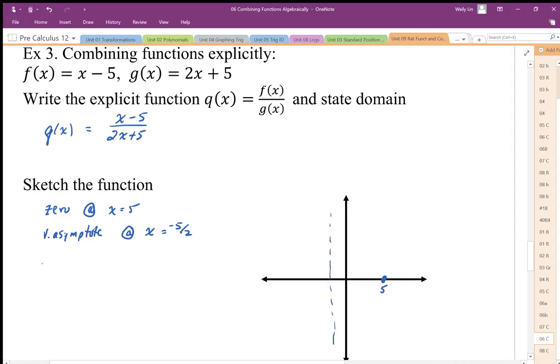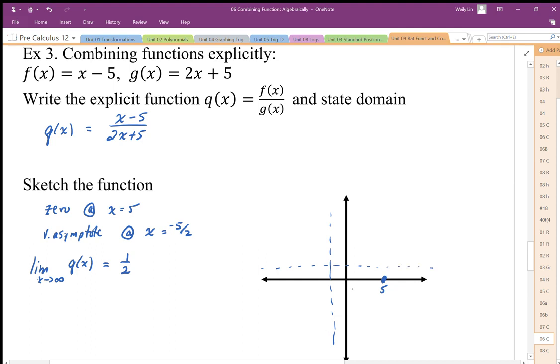I also know that it has a horizontal asymptote because if I take the limit as x goes to infinity, well, we know that the numerator and denominator have the same power or same degree. So the horizontal asymptote is just a ratio of the highest power x's. So it's going to be at 1/2. So I'm going to have some horizontal asymptote here.